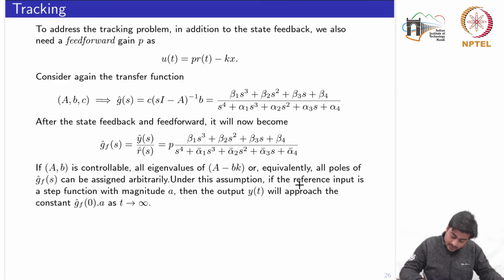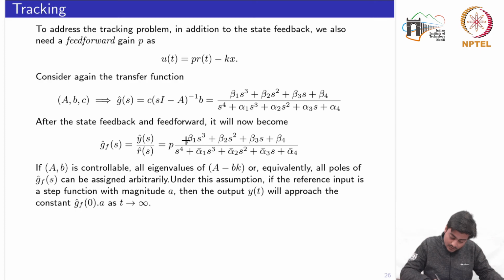Now under this assumption, if the reference input is a step function with magnitude A, then the output y of t will approach the constant G hat f at 0 times A as t tends to infinity. So we are interested in computing what would happen to the Y in the time domain as t tends to infinity, which is equivalent to computing the DC gain of this transfer function. And the DC gain can be computed by putting s equal to 0 in this overall transfer function.